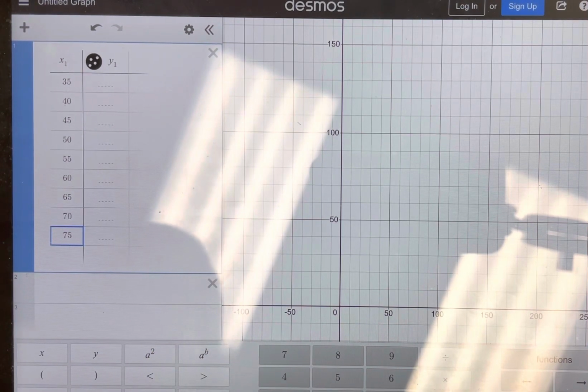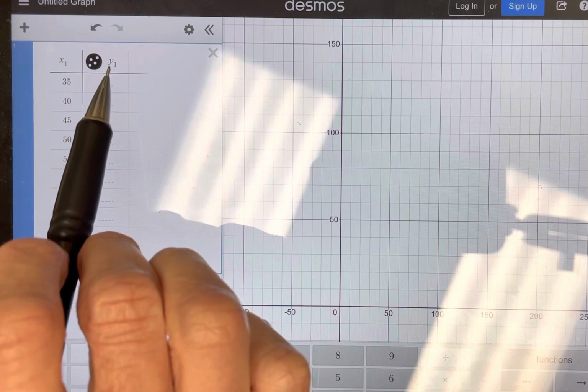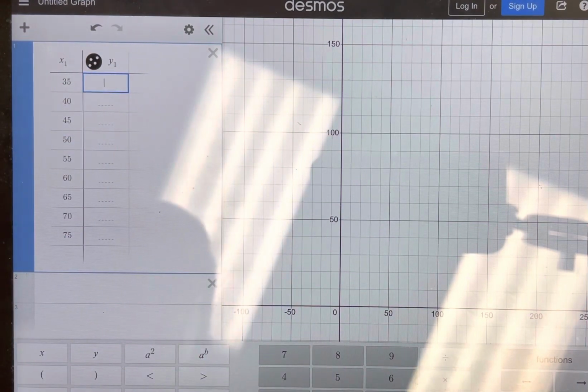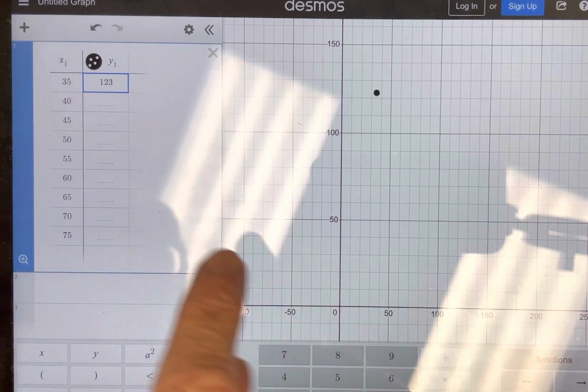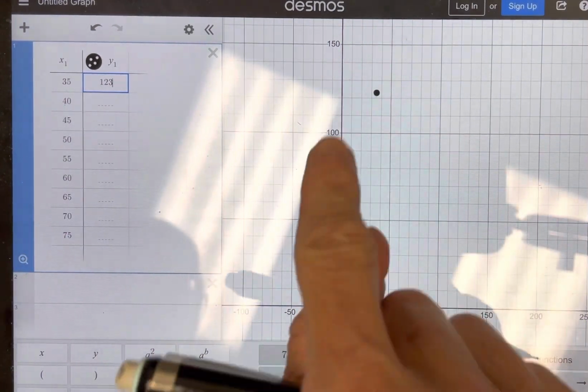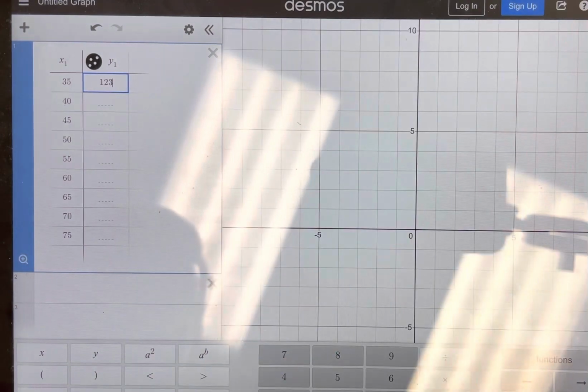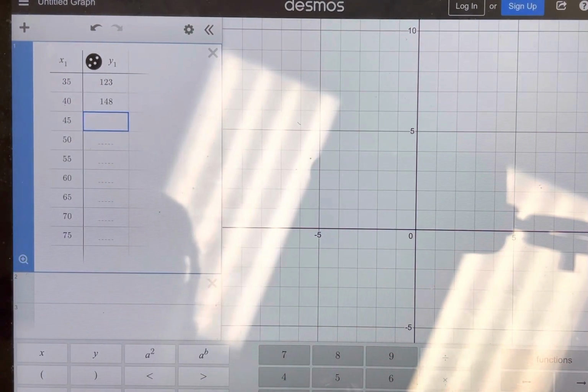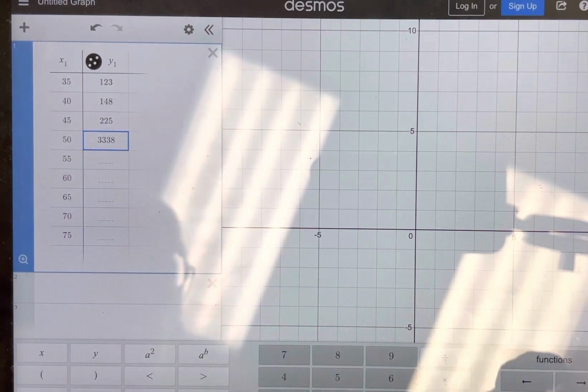There we go. And I'll have my Y. Y is the monthly premium. At 35, the monthly premium was $123, and you can see my graph was set from before. Normally it's set like that, so I'll put it back. We can see the point come in. 40-year-old, the monthly premium is $148. A 45-year-old, the monthly premium is $225. For a 50-year-old, it's $338.